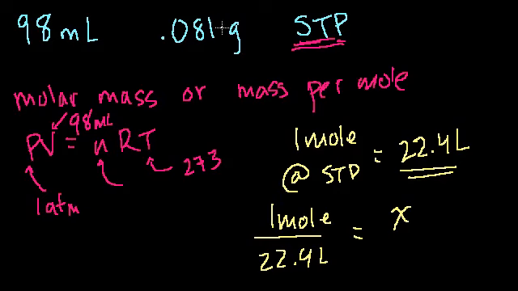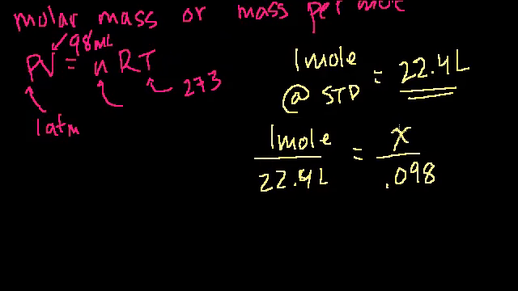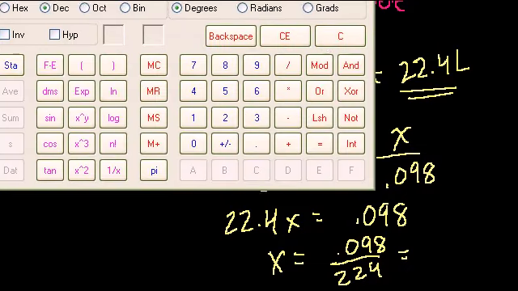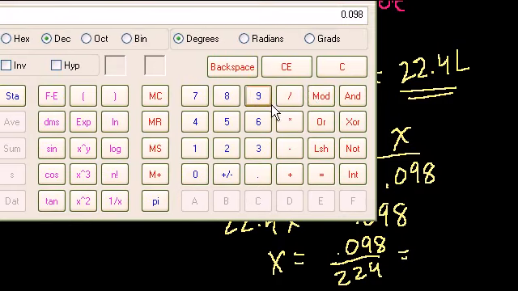We want to figure out how many moles of the gas we have, and we know we're at 98 milliliters, so 0.098 liters. So we set up this proportional equation, and we could figure out how many moles we're dealing with. If 1 mole takes up 22.4 liters, then our number of moles are going to take up 0.098, and this is an ideal gas in both circumstances. So we could say 22.4x is equal to 0.098, and then we take our calculator, and we have x is equal to 0.098 divided by 22.4. And this, of course, is in moles. 0.098 divided by 22.4 is equal to 0.004375.